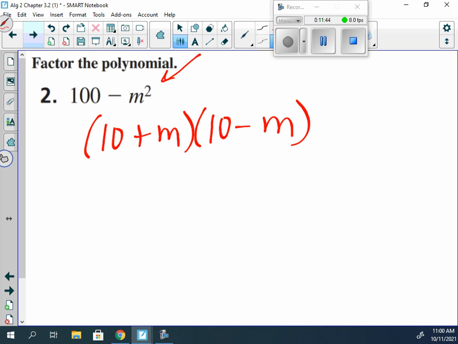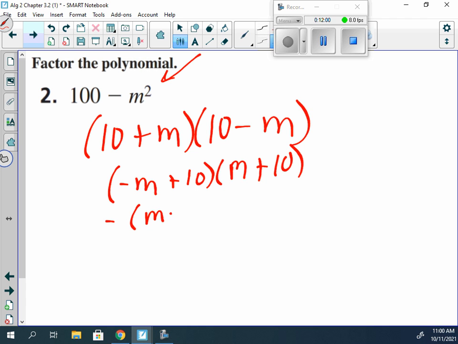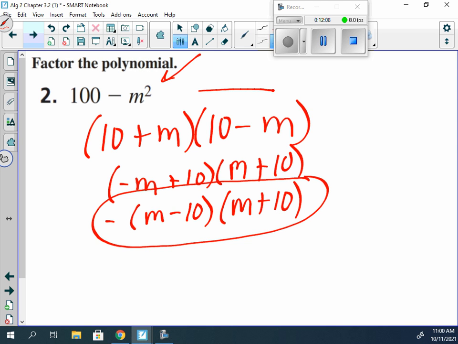Now we could have it written the other way, but we would have to flip it and really say negative m plus 10 times m plus 10. Because the m is negative, we could factor the negative out, really to say negative m minus 10 times m plus 10 to get to the same thing. All of these are the same answer. But it's a little bit easier just to leave m second in both parentheses since it appeared last. Any questions on this here?